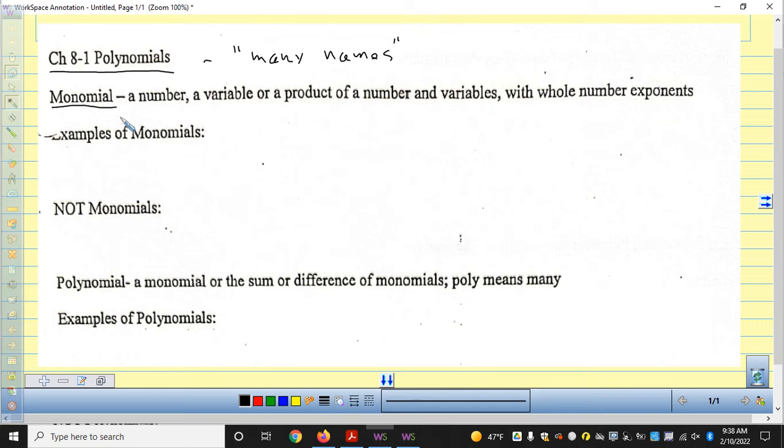And it tells us on the note sheet, a monomial, well, first off, what does the prefix mono mean? Or mon? One. So monomial means one name. So a monomial is just going to be a number, a variable, or the product of a number and variable with whole number, and I'm going to add something here, positive exponents. Another way that we can think of a monomial is one term.